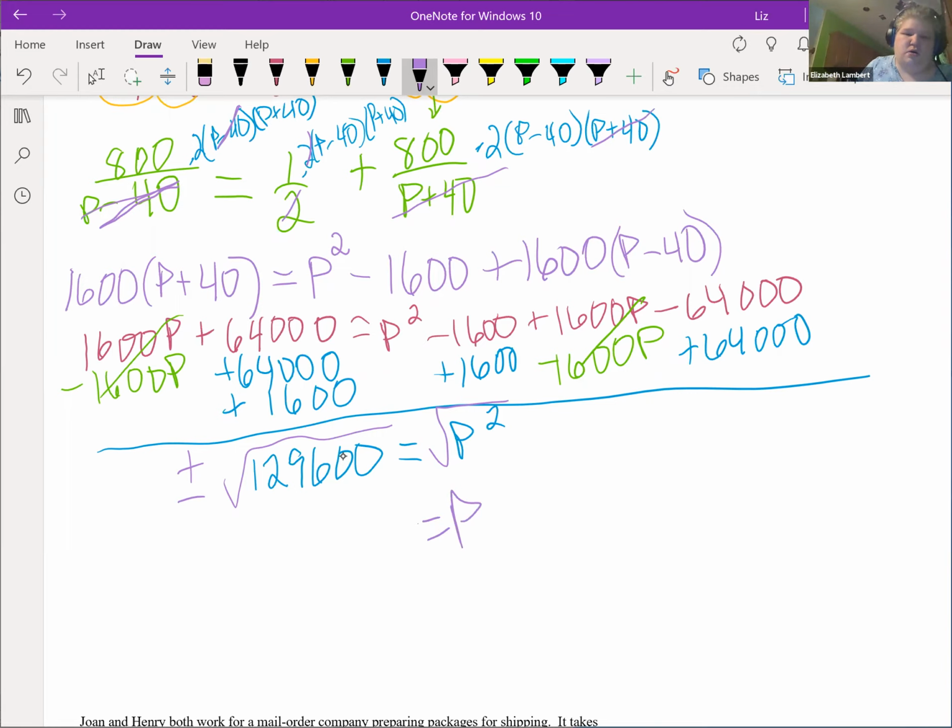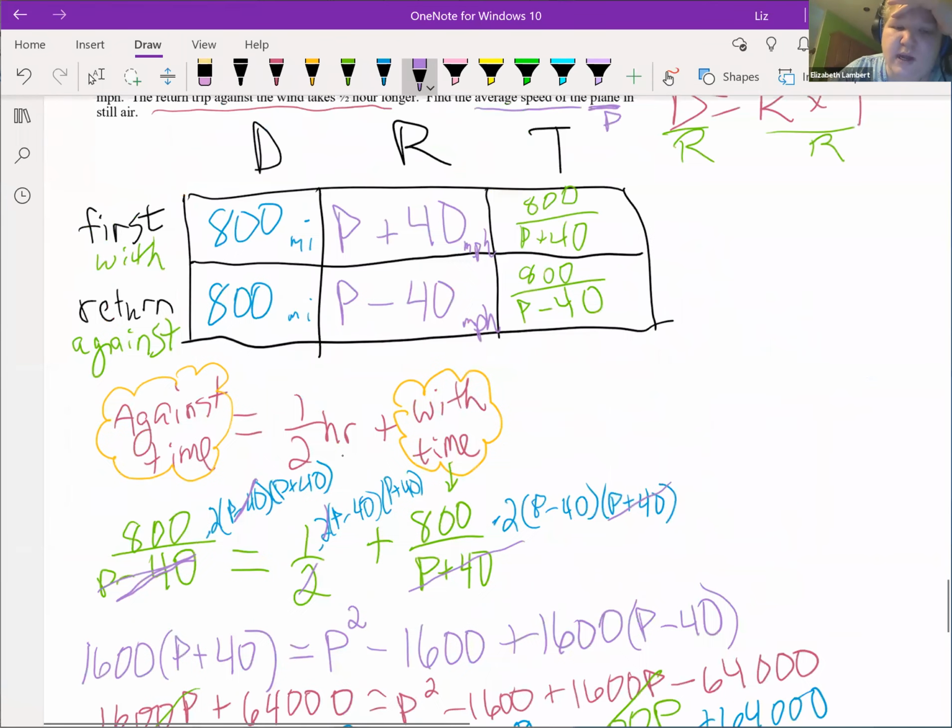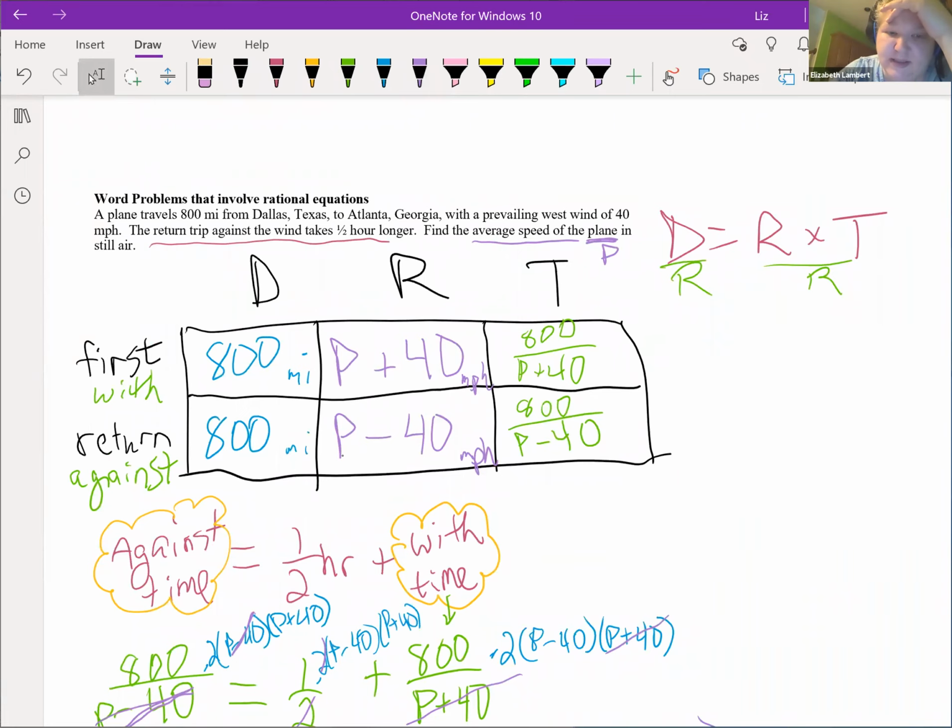So 129,600. I'm pretty sure it actually does square root nicely. And turn the phone sideways. 129,600. 360. All right. So let's wind it back up here. Does 360 look like it makes sense? So if I have 360 for P, I'm going to write it to the side. Miles per hour. Plus 40 would be 400.